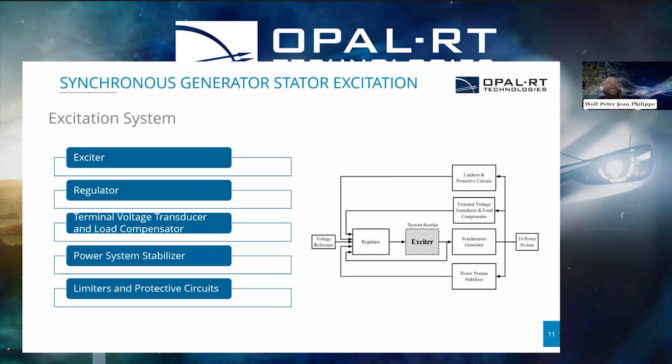As I mentioned, one application of the controlled rectifier is for the excitation system, as we can see here. If you consider the system as a whole, the thyristor rectifier is going to play the role of the AC/DC conversion for the exciter block in the excitation system, so that it can provide DC voltage to the field winding of the synchronous generator.